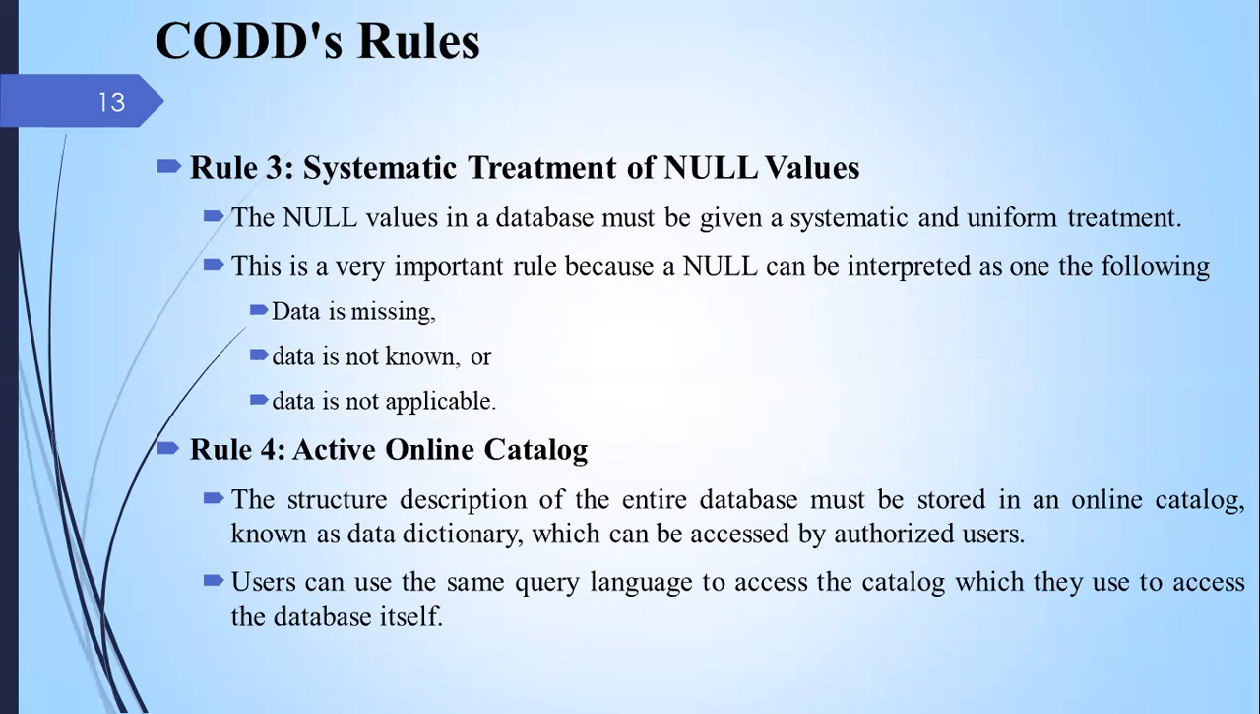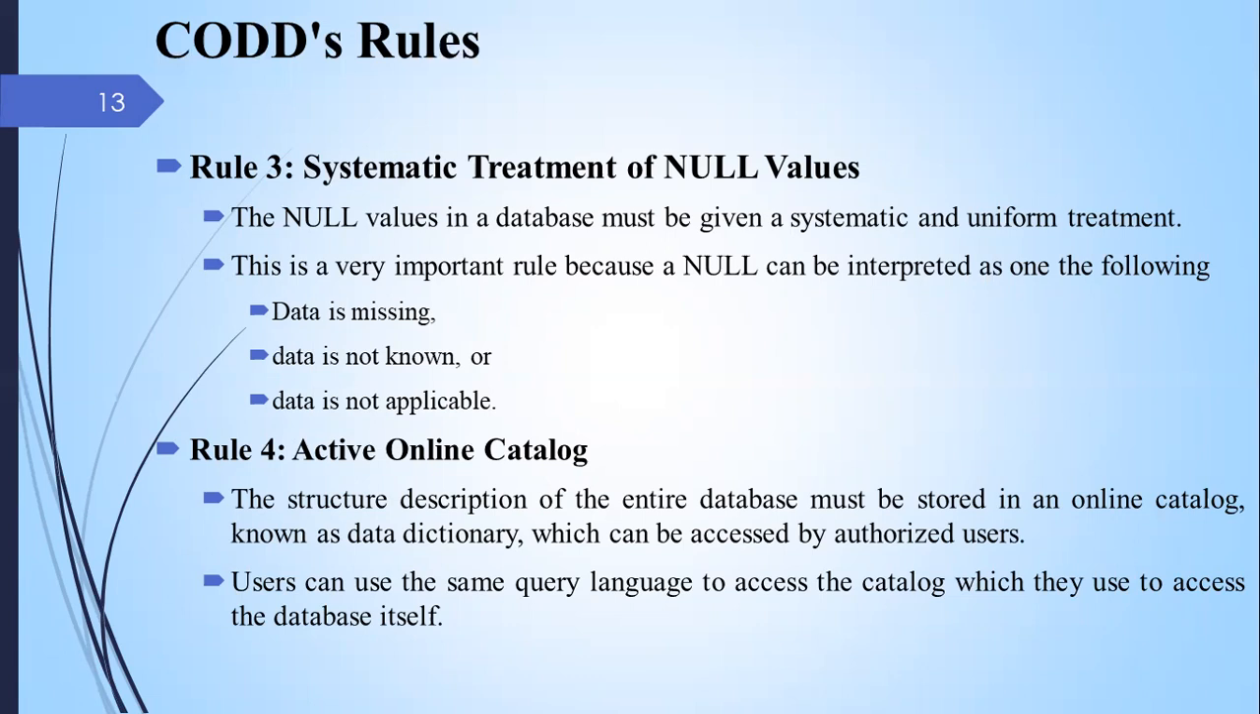Then there is rule number 3, which suggests systematic treatment of null values. We have already seen the concept of null. Null means blank. So the null values in a database must be given a systematic and uniform treatment. This is a very important rule because null can be interpreted as follows. Data is missing, data is not known, or data is not applicable. When we see that null has occurred in a particular database, it may mean data is missing, data is not known, or data is not applicable. Based on that, we can apply a null rule.